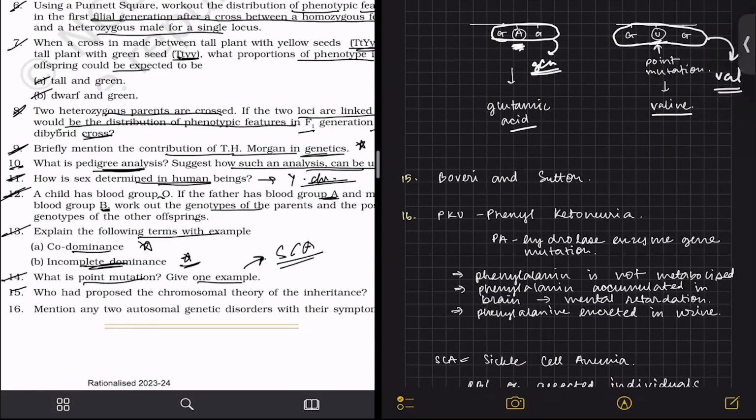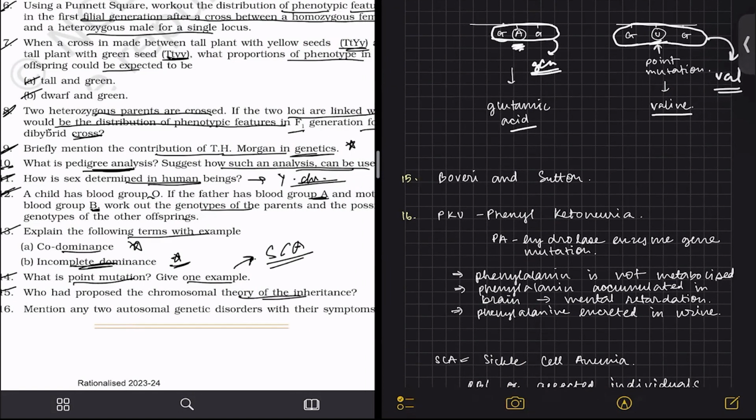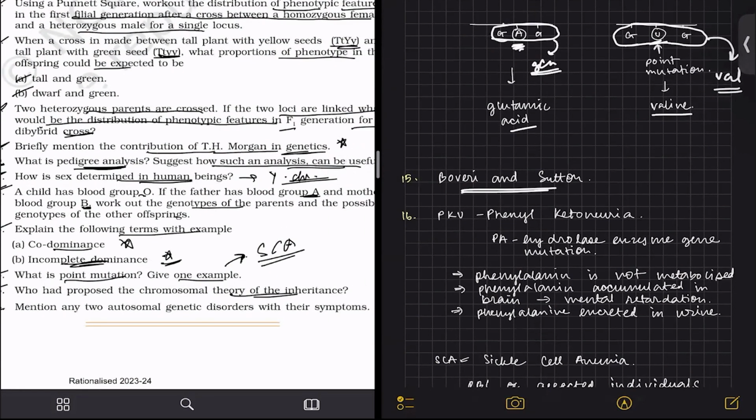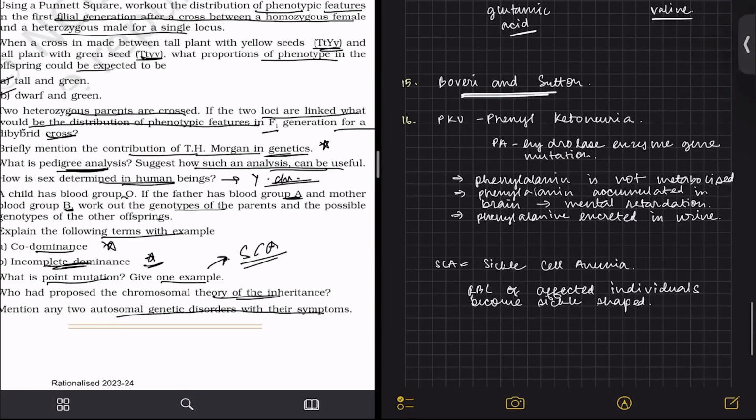And question number 15, who had proposed the chromosomal theory of inheritance? The answer is Sutton and Boveri. And question number 16, mention any 2 autosomal genetic disorders with their symptoms. We have read it today only, one was phenylketonuria and another is sickle cell anemia. In phenylketonuria, the phenylalanine hydroxylase enzyme is getting mutated, and that's why phenylalanine is getting deposited, and it is converted into phenyl pyruvic acid. Phenyl pyruvic acid, when deposited in the brain, causes mental retardation, and it is also excreted through urine.